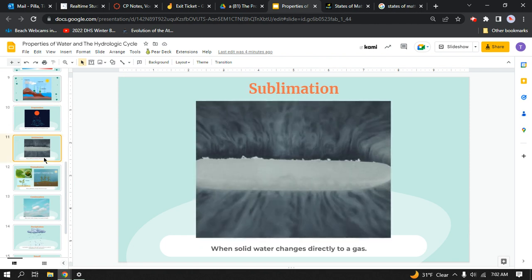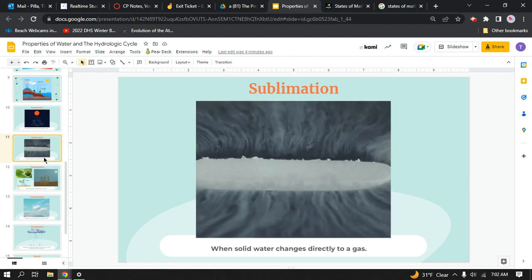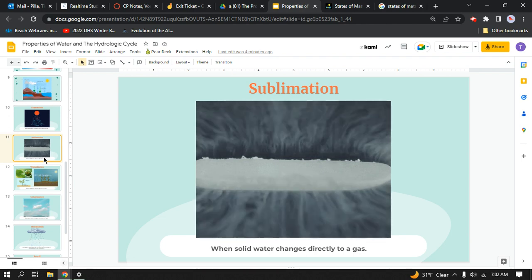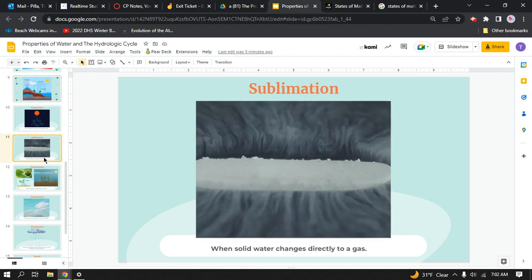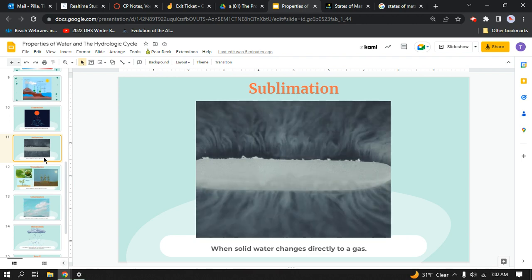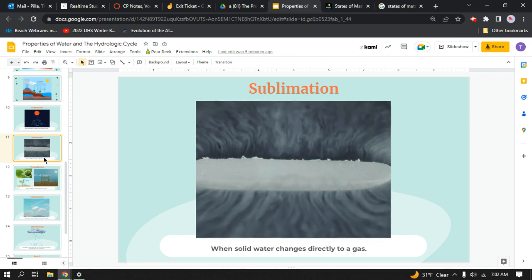Sublimation is probably a new one for you. It's when a solid turns directly into a gas, like when the sun hits a glacier. It can change right from ice straight to a gas. You've probably seen this also with super cooled gases like CO2, which turns directly into a gas. We call that hot ice.